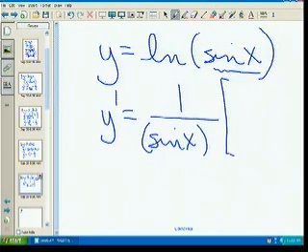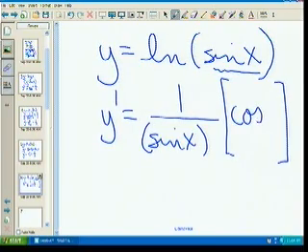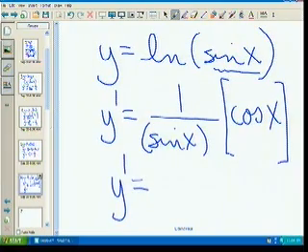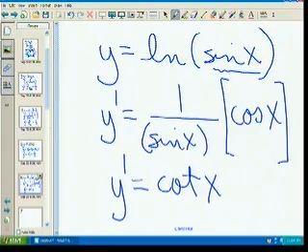And what goes here? Negative cosine of x. We all right? What's the derivative of sine of x? Negative cosine of x. It is? Cosine. So what's y prime? Cosine over sine? Cotangent? That's the answer. Everybody see where that cosine is coming from in the bracket?